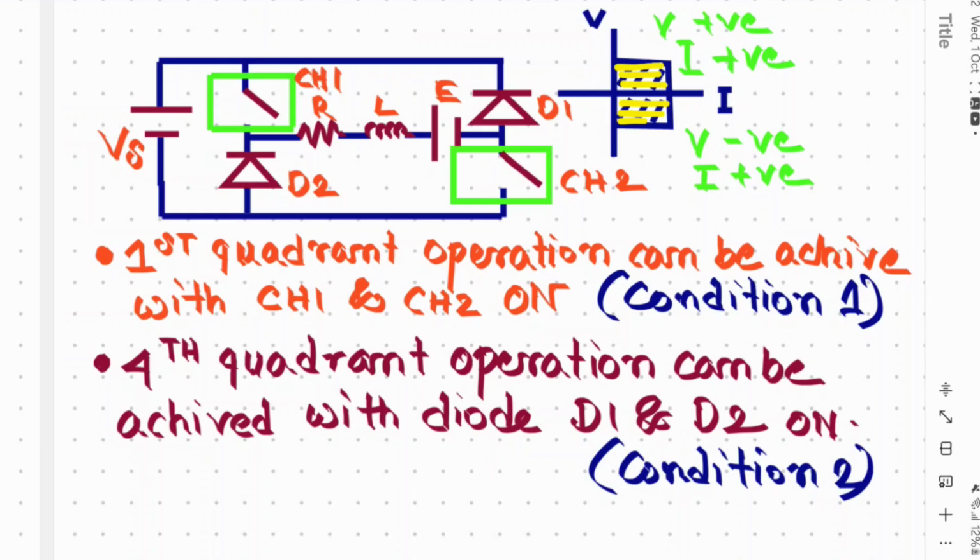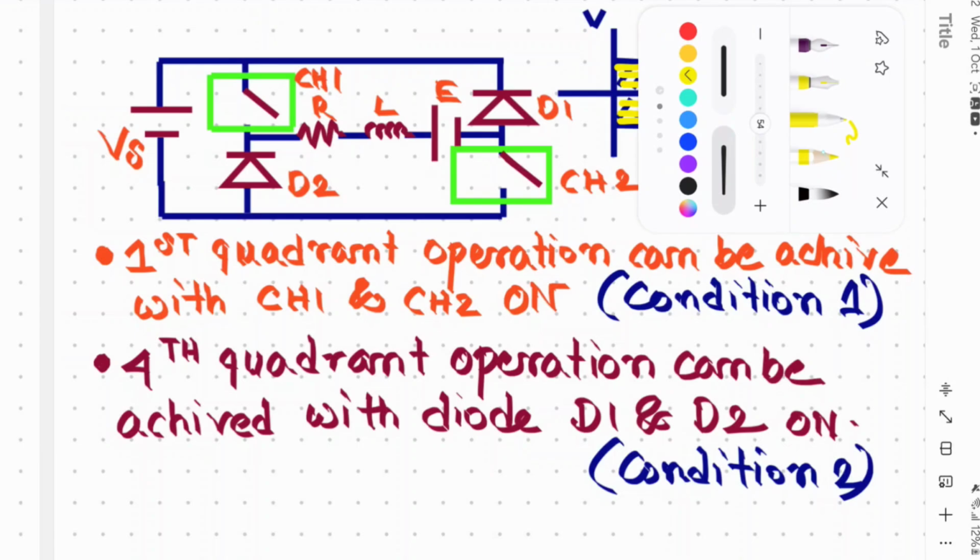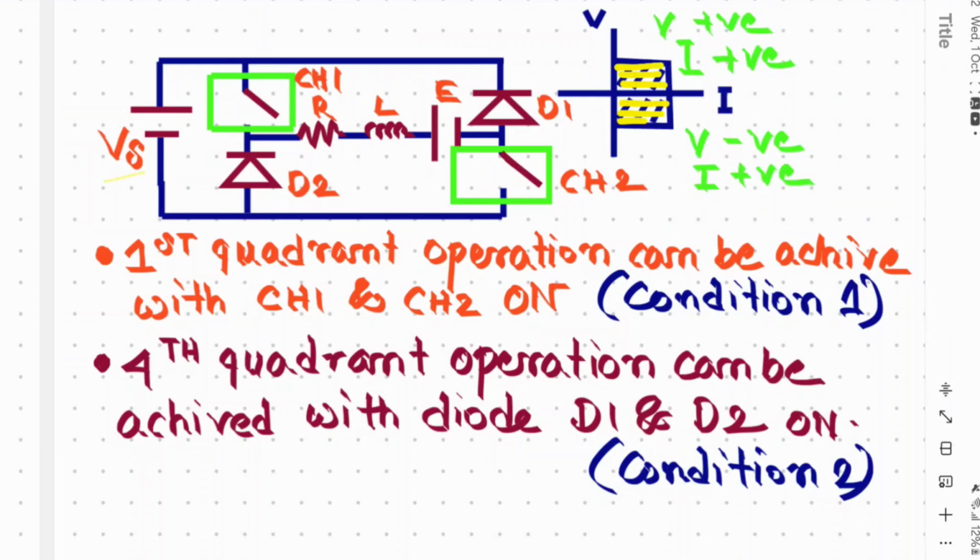So this is the circuit diagram of class D chopper. Here there is one voltage source, two switches, switch 1 and switch 2, and two diodes, diode D1 and diode D2. In the load there is resistance, inductance, and one voltage source. So let's see the operation of this class D chopper.